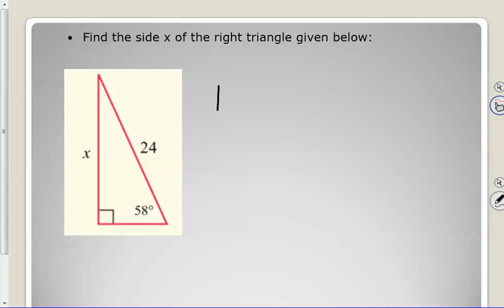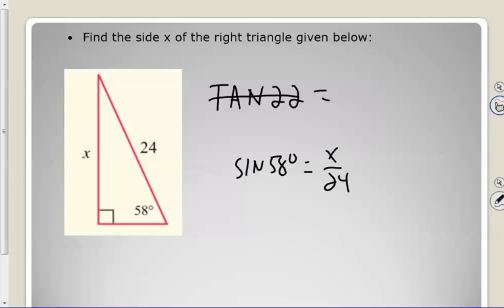So what I did is I set it up as tangent of 22 degrees because that's what I have, and it's the Oscar had a heap of apples. Oh no, I didn't. That wasn't tan. I did the sine of 58 degrees is equal to x over 24. And then I have x equals 24 times the sine of 58 degrees. And when I punch that in my calculator, I get x is approximately 20.4. So that's pretty easy to do, right? Cool.